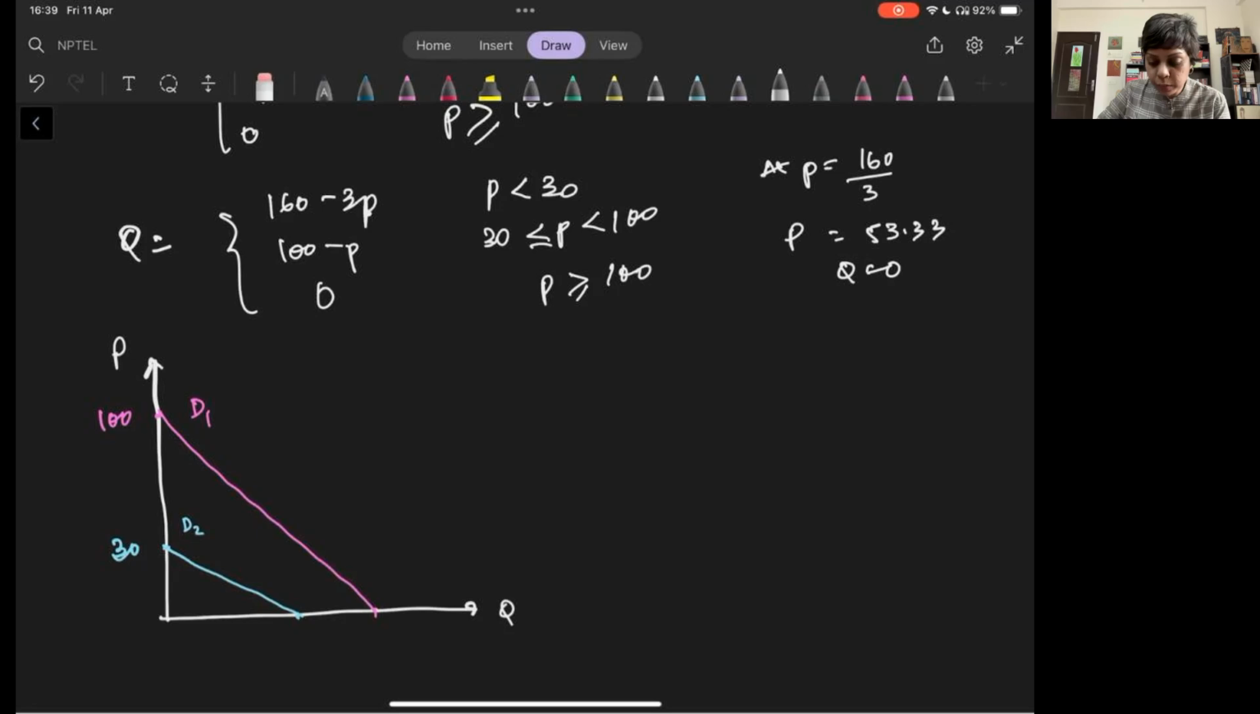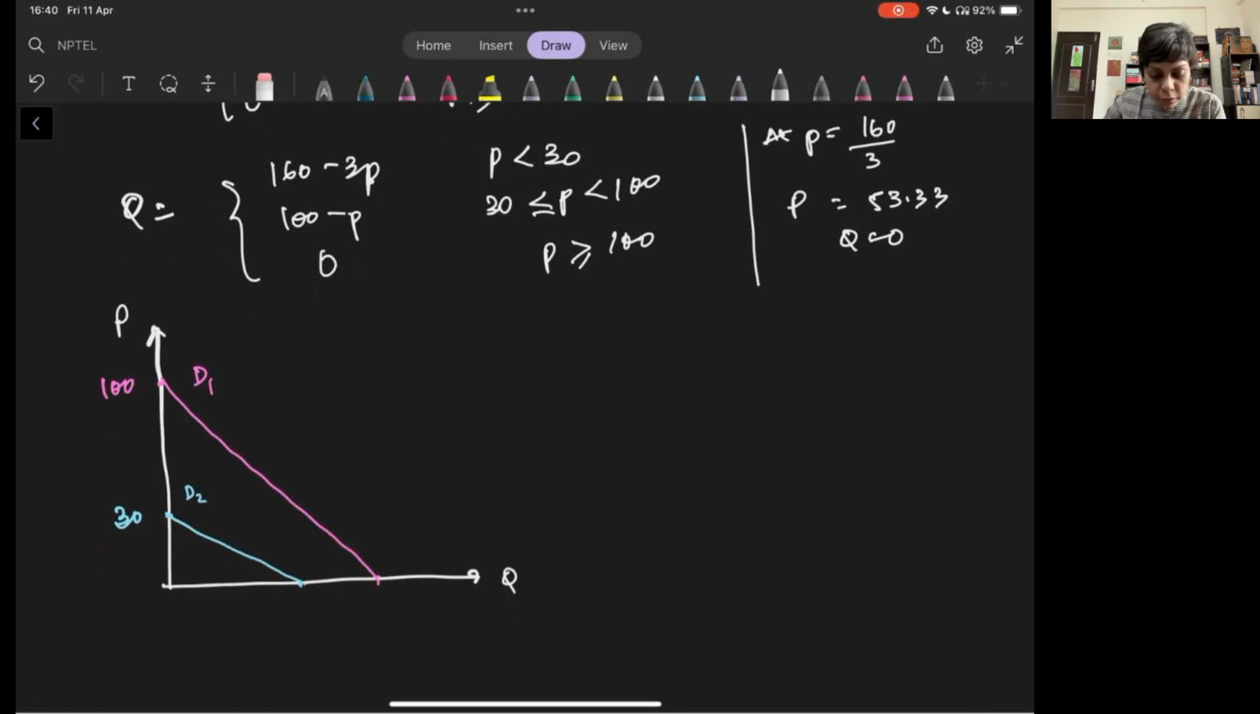This is just something I'm calculating separately for the first part, 160 minus 3p in the price range of P less than 30. So of course, we are just doing this as a check. Now P is equal to 160 by 3 comes out to be 53.33, which is never going to happen because we're anyways taking P less than 30. So this is confirmation that this function is not becoming 0 for P less than 30.